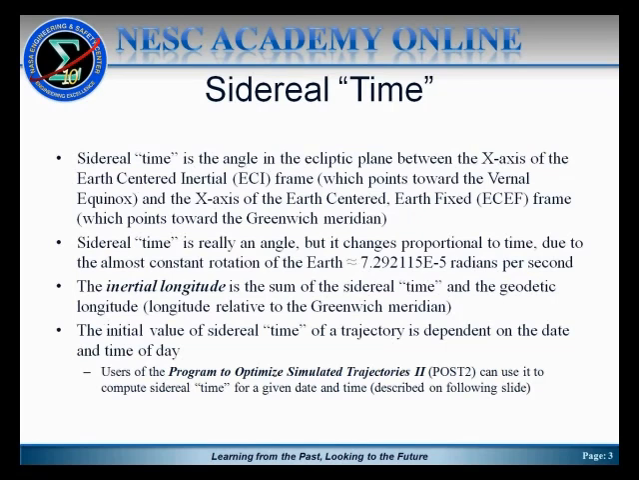The initial value of the sidereal time of a trajectory is dependent on both the date and the time of day at the beginning of that trajectory. And for those of you who might be users of the Program to Optimize Simulated Trajectories 2, or POST 2, it can be used to compute sidereal time for a given day and time. And I'll discuss that on the following slide. Other applications, I'm sure, have similar capabilities for computing sidereal time.